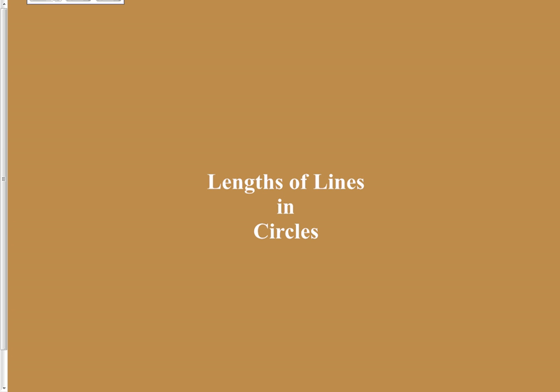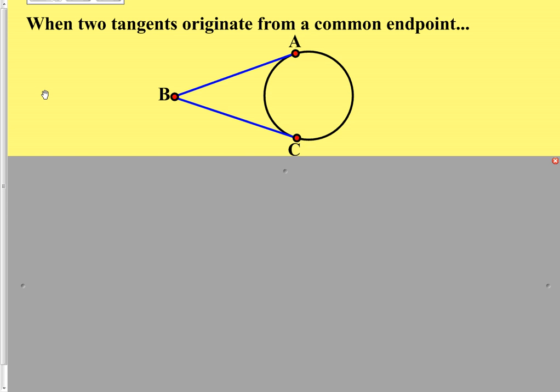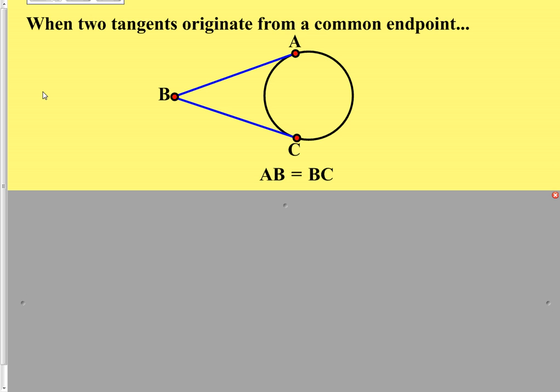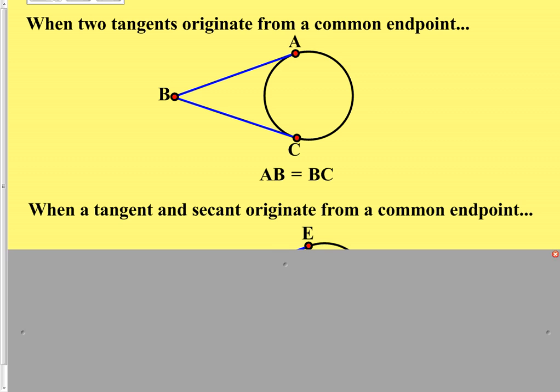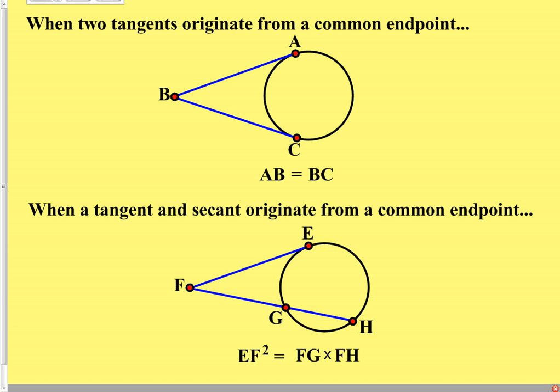Next to last lesson was length of lines in circles, and this was kind of different. We'd already seen this example, 2 tangents coming from a common endpoint. The rule is the tangents are going to be equal to each other, so that one was not new. However, something that was new is if we had a tangent and a secant coming from a common endpoint, there's kind of a strange relationship between the lengths that are going on here.